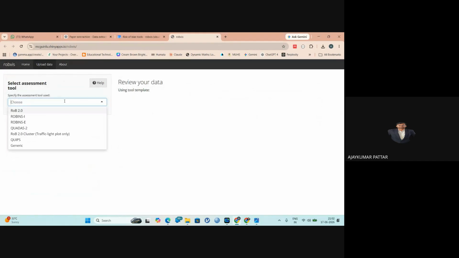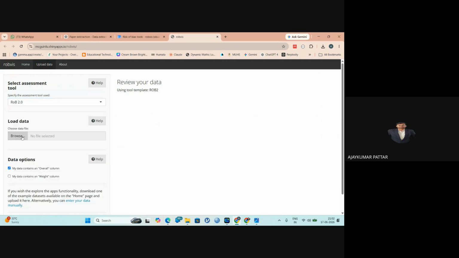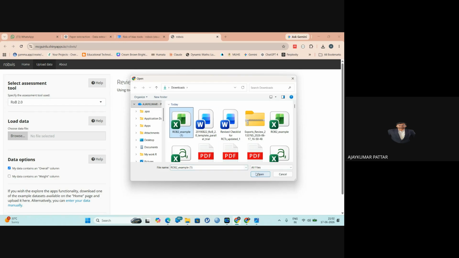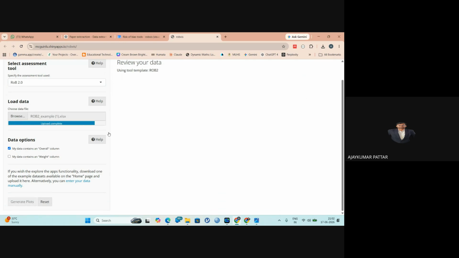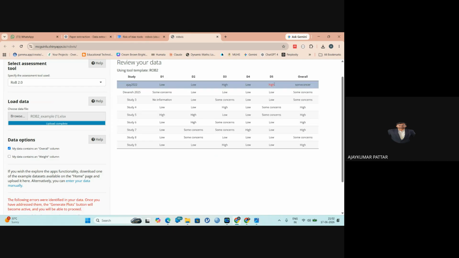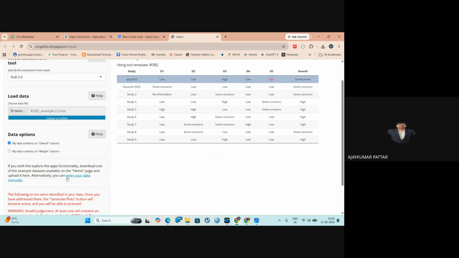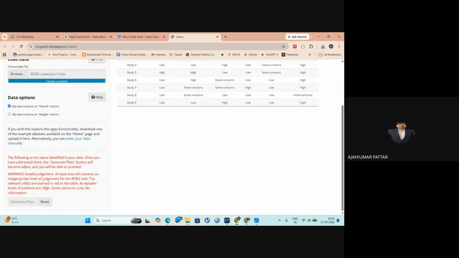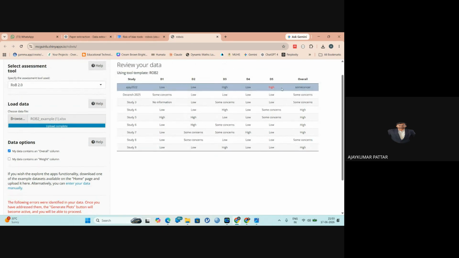Then if you click here, so why is it taking this? It is showing identified warning, invalid judgment. At least one cell contains an inappropriate level of judgment for the ROB tool. The relevant cells are marked red in the table. Acceptable levels of judgment are high, some concerns, low. So I have made some mistakes here maybe. So I will correct that one.